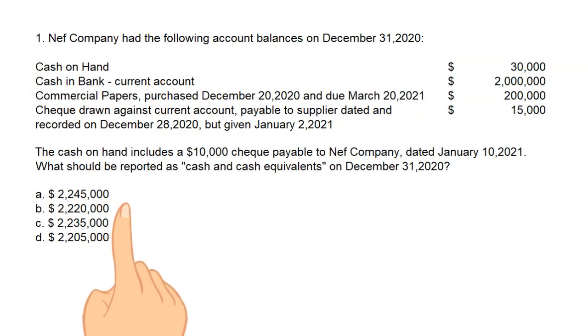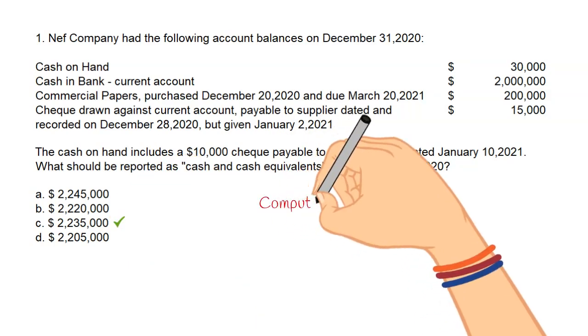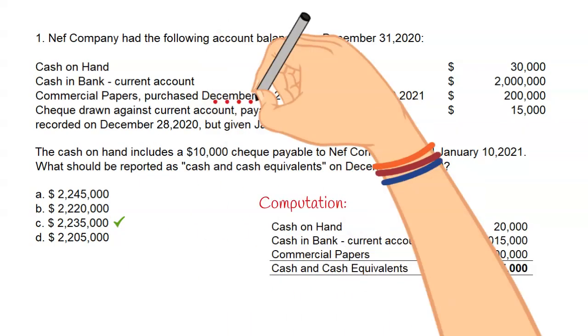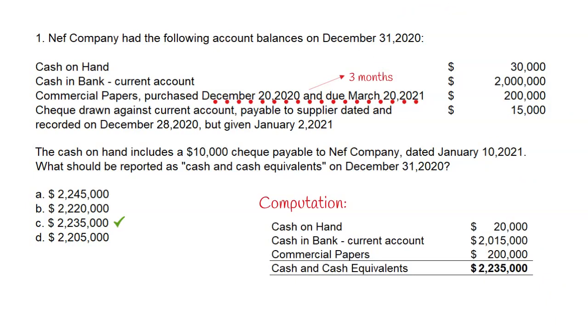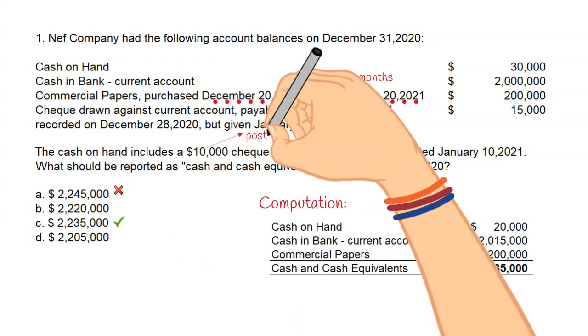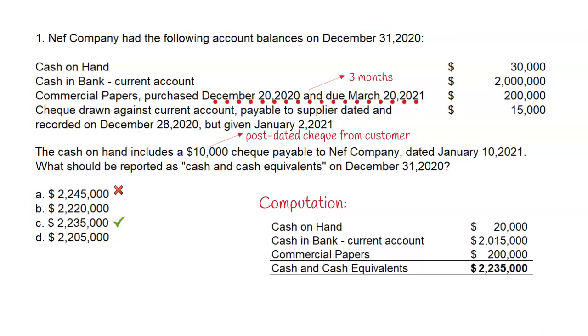Number 1. The correct answer is letter C. Note that the commercial papers are acquired 3 months before maturity, therefore qualified as cash equivalent. If your answer is letter A, it means you have not deducted the post-dated check from the cash on hand. Since the check is dated January 10, 2021, it will not be in cash until such date. Therefore, as of December 31, 2020, the check should be reverted back to receivable account and deducted back from cash.